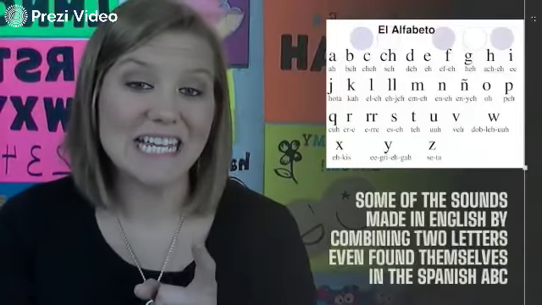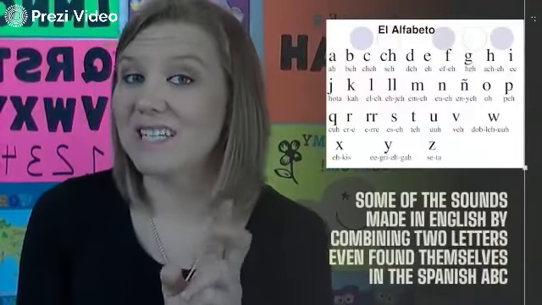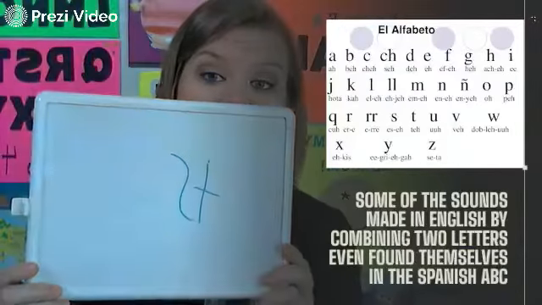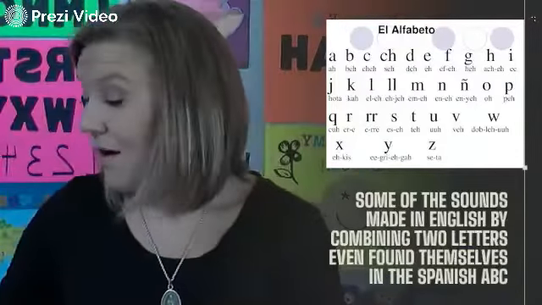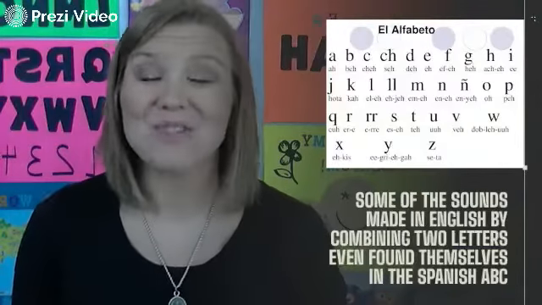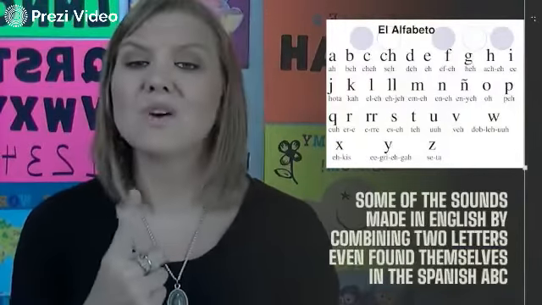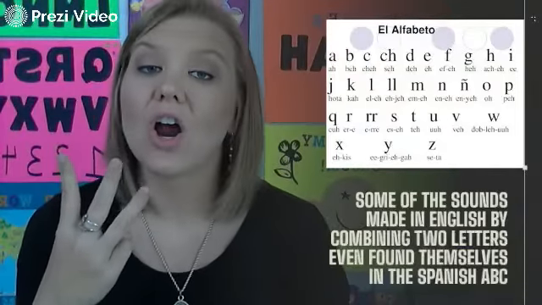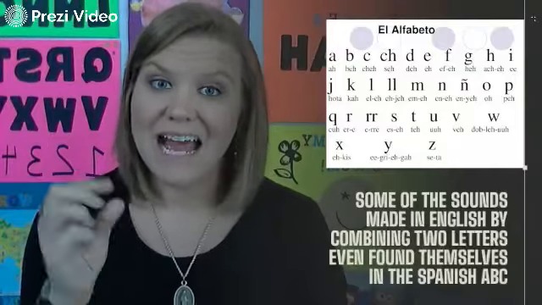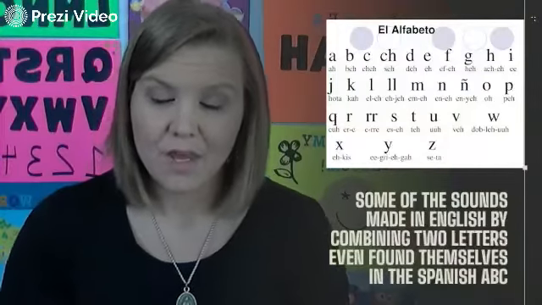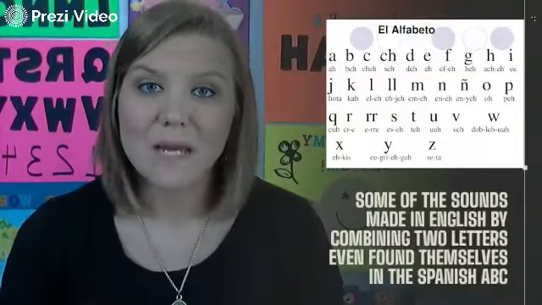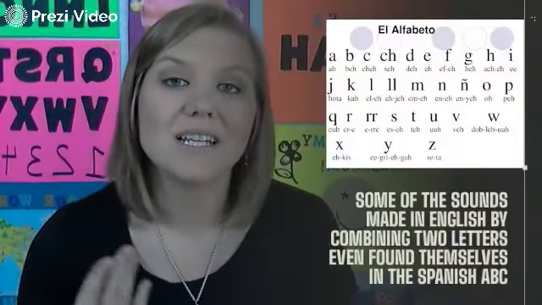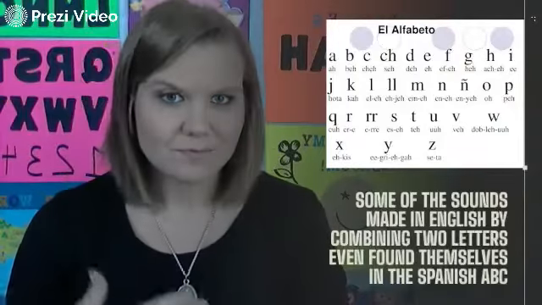So some sounds made in English by combining 2 letters together, such as ch, which would look like this, actually made their way into the Spanish alphabet. So ch, ll, and rr made their way into the alphabet as individual letters. Well, in 2010, the Royal Spanish Academy took those letters out of the alphabet. However, they're still commonly taught in classrooms around the world.